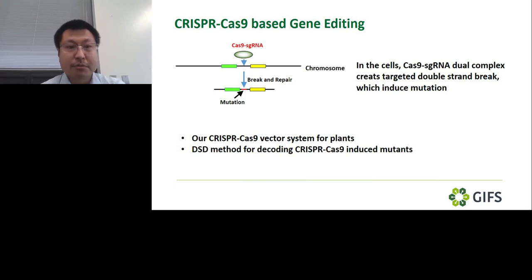It's easy to show that CRISPR is very popular, but you still need a vector to deliver the CRISPR system into your organism of interest. Here I will present my CRISPR vector system that should be interesting for the plant research community. And secondly, I will present my DSD method for decoding CRISPR-Cas9 induced mutants. I will explain what DSD stands for in my following slides.